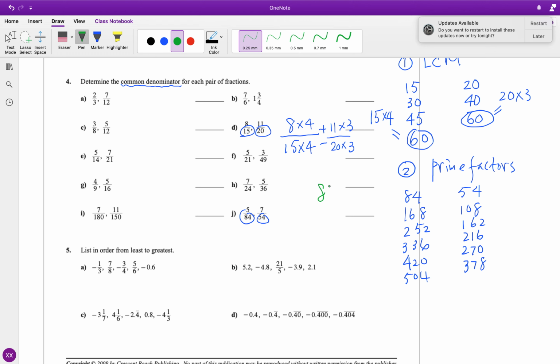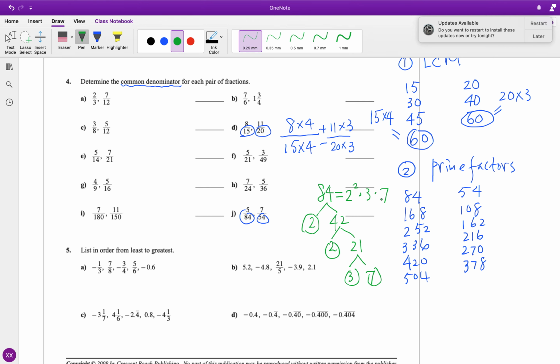Now 84. First one, always divide by 2. So divided by 2, and then that is 42. All right, now still divided by 2, and then that is 21. Well, not here. It cannot be divided by 2 anymore because it's not an even number. And then the next smallest prime number is 3. So divided by 3, and then 7. They're all prime numbers now, so I cannot go any further. So in fact, this number can be written as 2 to the power of 2 multiplied by 3 multiplied by 7.